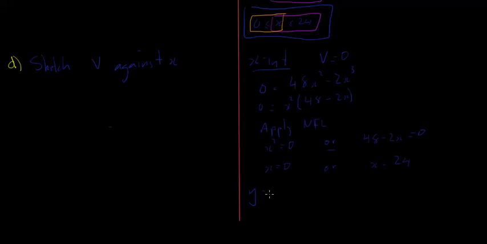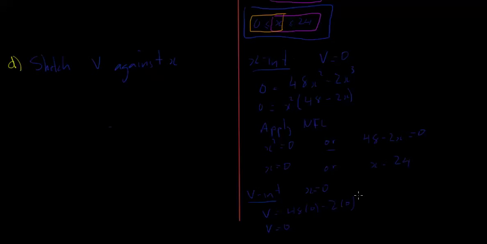Y-intercept, we let, well, sorry, that shouldn't be y, that should be v-intercept. We let x equal to 0, and that would mean that v is equal to 48 times 0 minus 2 times 0, which is going to give us a point at v equals to 0.